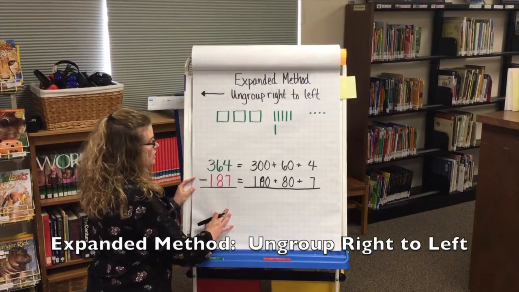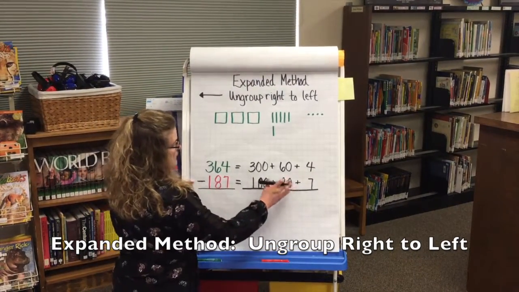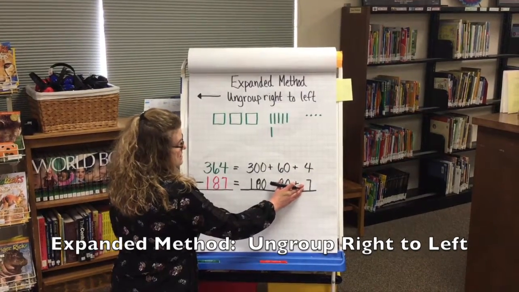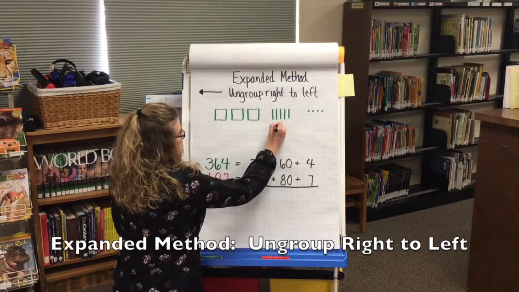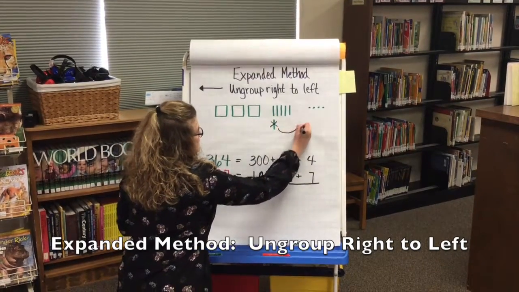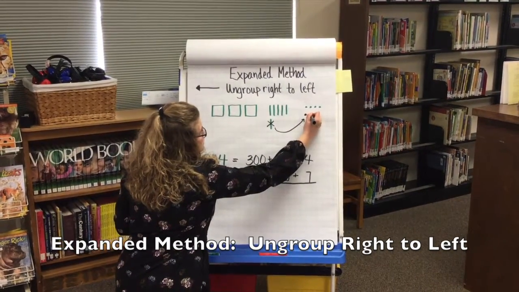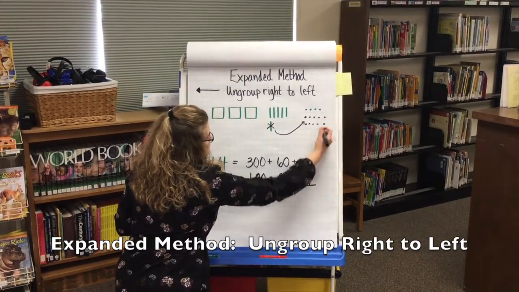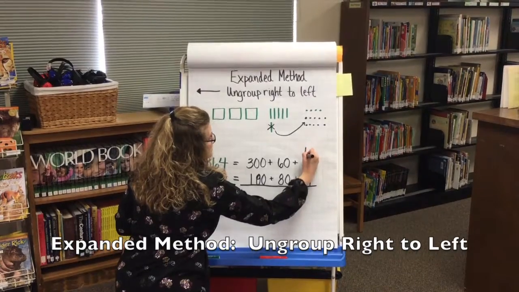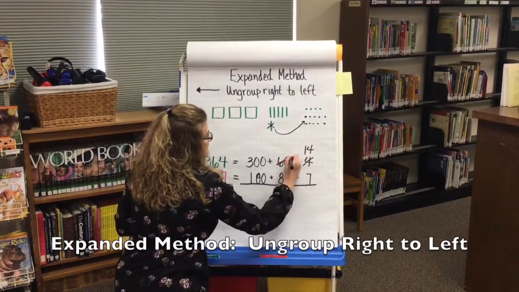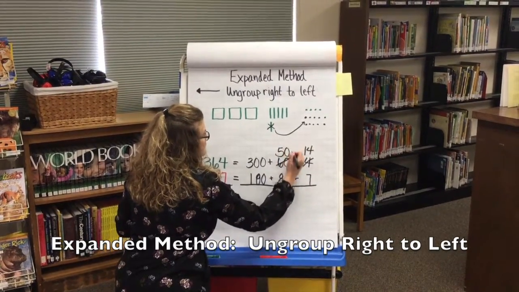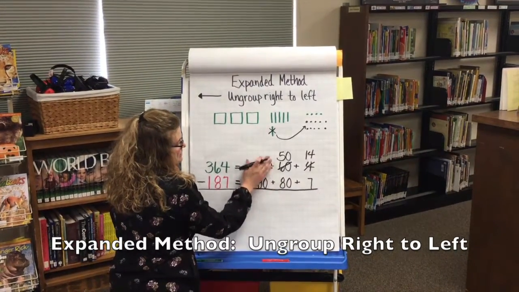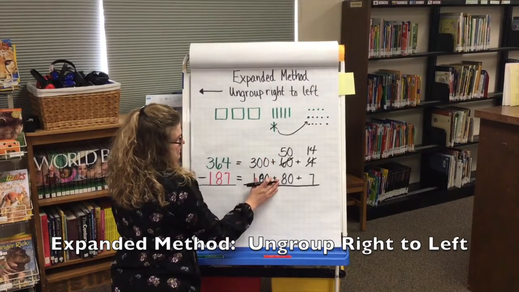So we're going to be working from right to left, and the first thing we would ask ourselves is, is there enough 4s to take 7 away? And there is not enough, so we would ungroup a 10 and make the 10 ones. I now have 14 ones and 50. Then I would ask myself, is there enough 50 to take 80 away?